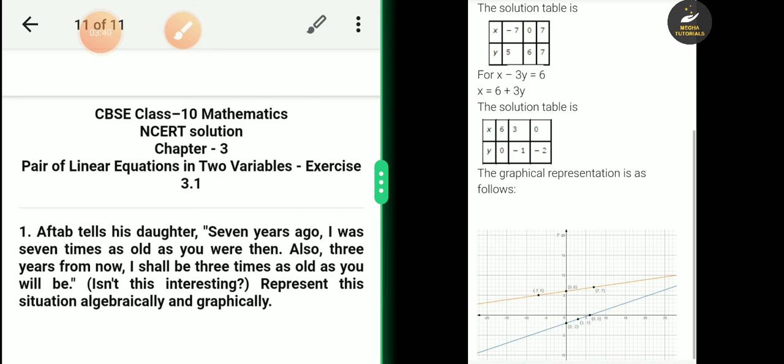Then y is equal to minus 1. So 3 into minus 1 is minus 3. 6 minus 3 is 3. So x is coming 3. Then assume y is equal to minus 2, 3 into minus 2 is minus 6 and 6 minus 6 is equal to 0. Therefore x is coming 0. So the coordinates for the second equation, x comma y, are 6 comma 0, 3 comma minus 1 and 0 comma minus 2. Now our job is to plot these points on the graph paper.